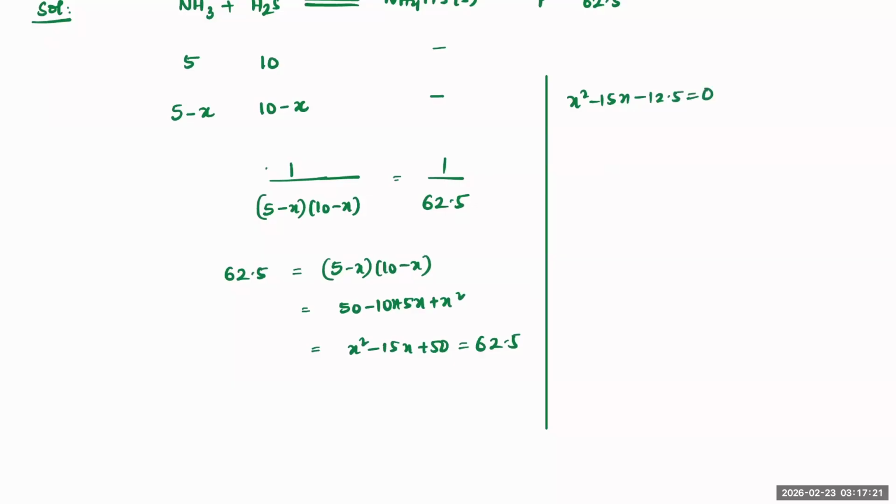Okay. So how much is the x we are getting? You try that. 15 plus minus under root of, how much is this value? 225 plus 4 into 12.5, that divided by 2. Let me just check how much I'm getting.